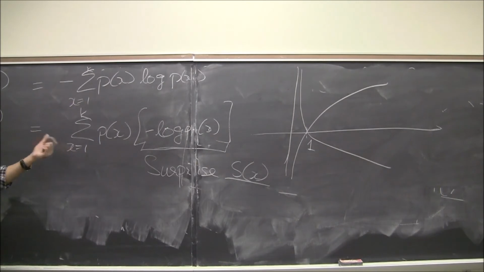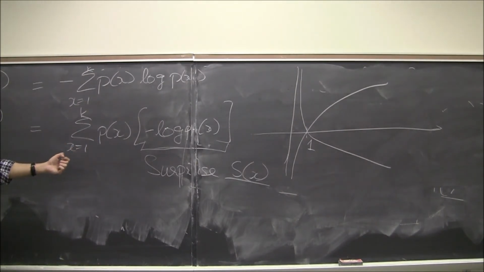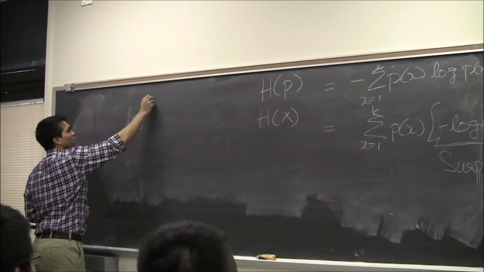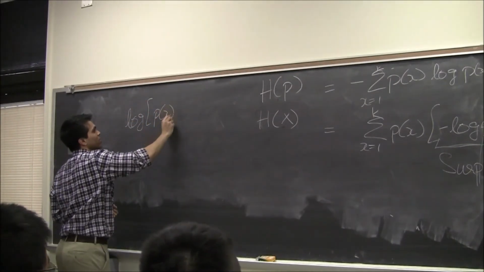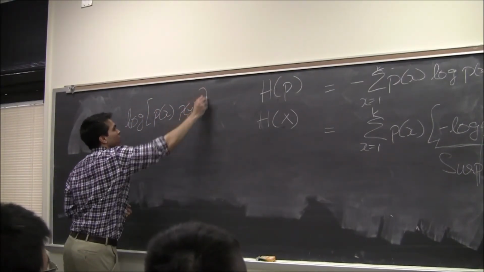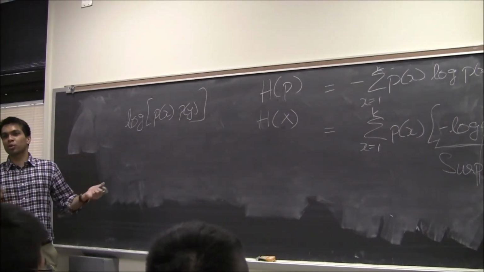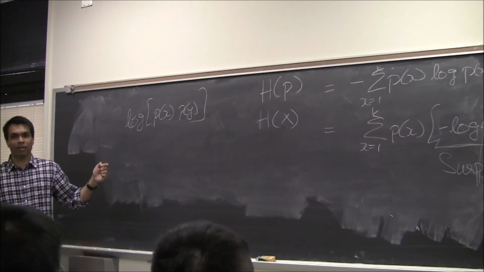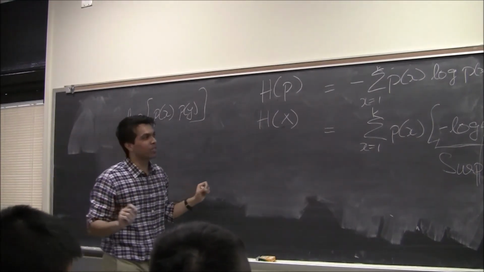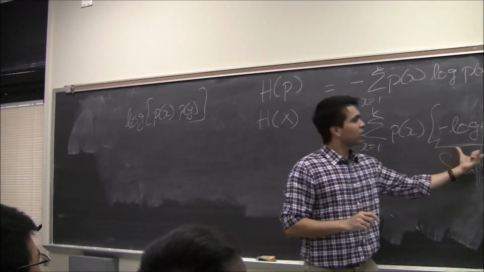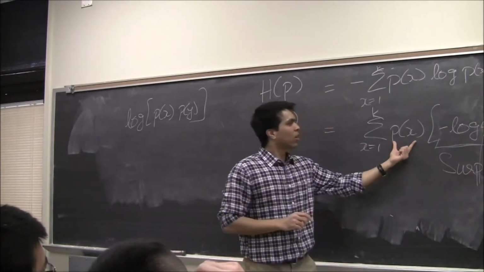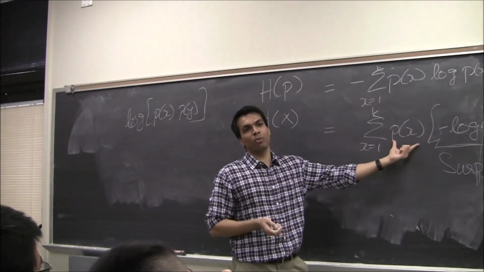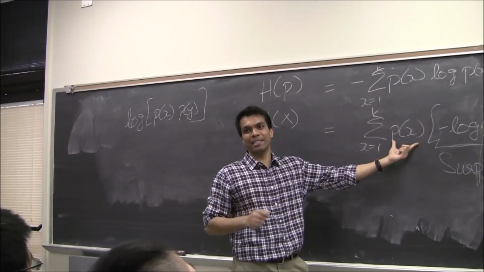Why is it log? Because log is nicely additive. I can give you two independent random variables, they have nothing to do with each other. The joint distribution factorizes, and the amount of surprise just adds up. That's the nice, intuitive thing to do. So this is the expected surprise over all possible outcomes, given how frequent, how likely that outcome is.